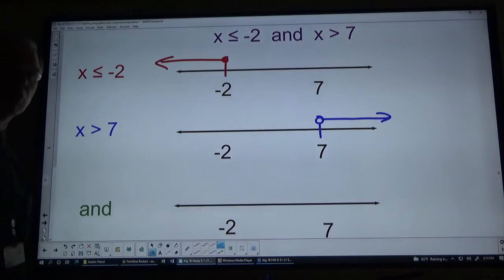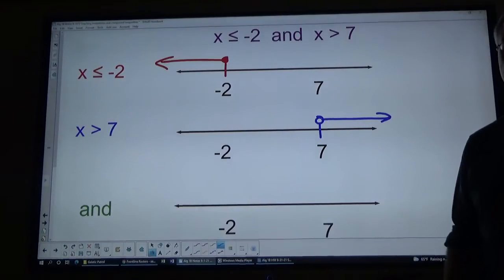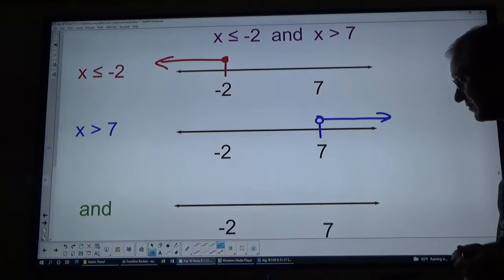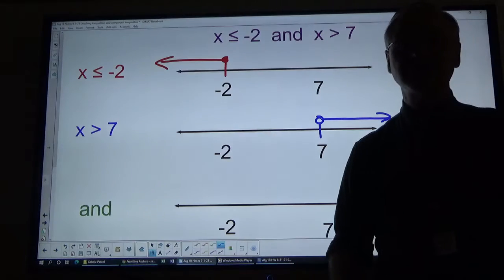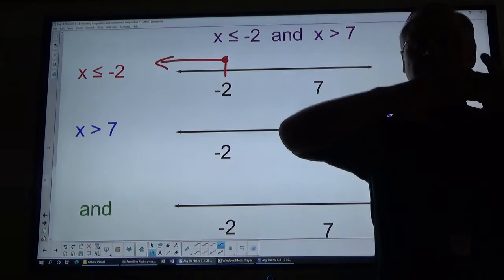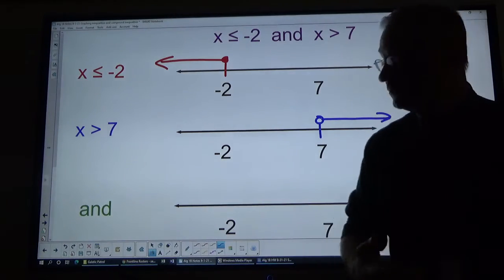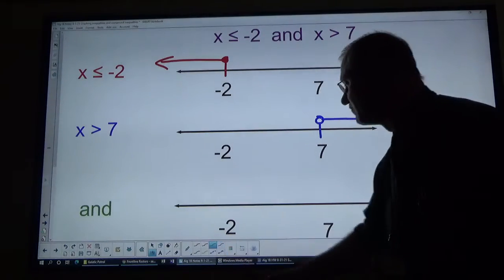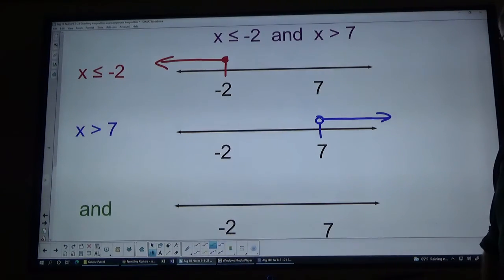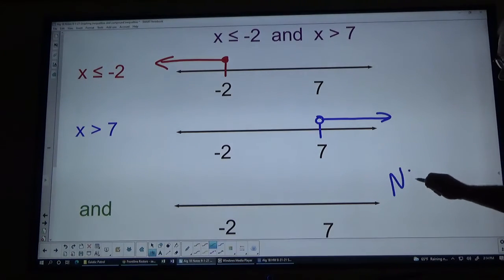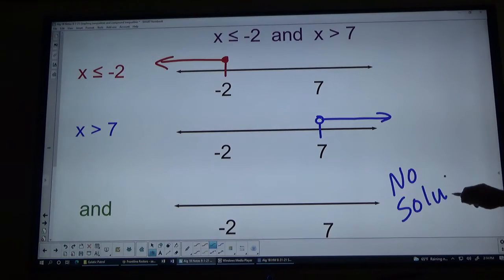Where do these two overlap? If you remember Venn diagrams, two circles that overlap. If you remember back in elementary school days, you'd have one circle that was blue, one circle that was red, and when they overlapped, wherever that was, it was purple. Well, we want the purple. So where do these things overlap? They don't. There's no overlap here. So therefore, no solution. And you don't even draw a graph for it because you can't. There's nothing there.